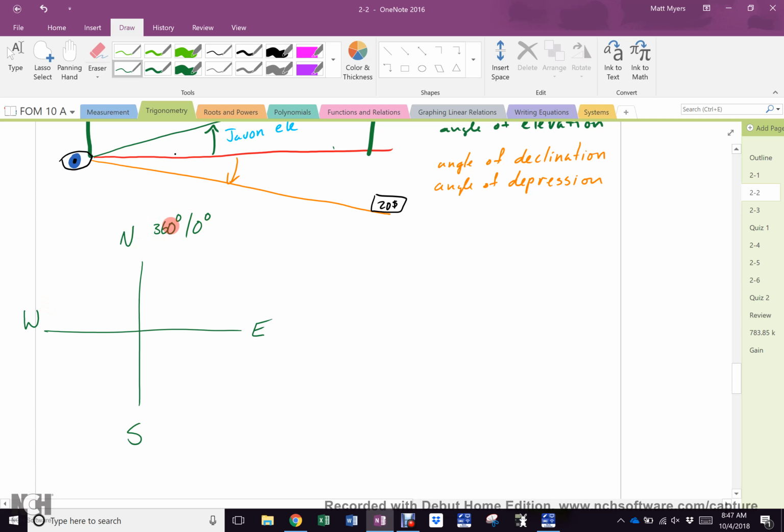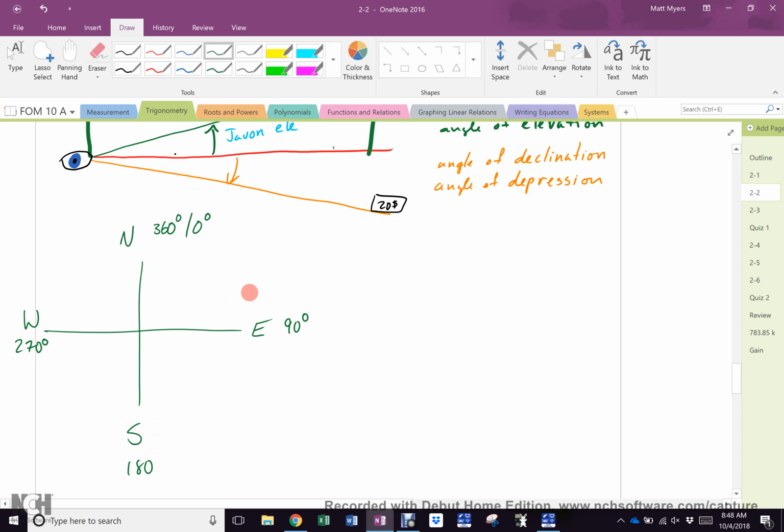When we are counting directions this way, we go clockwise. What is E? 90 degrees. What is S? 180 degrees. What is west? 270 degrees. All right? Everybody with me?